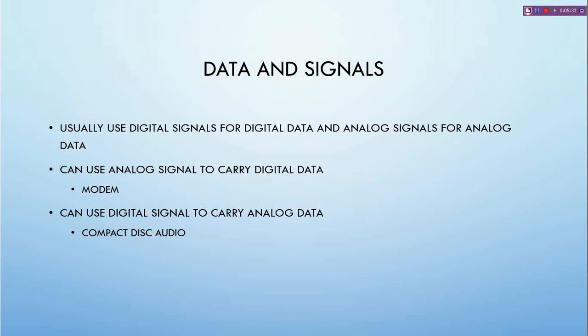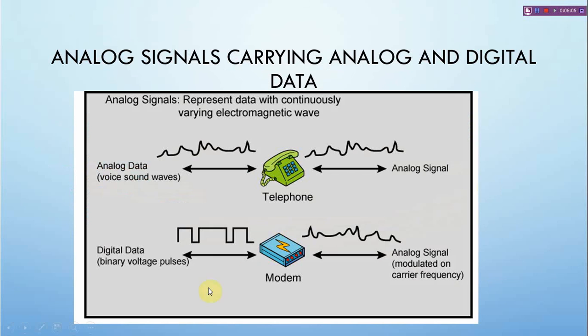Usually, we use digital signals for digital data and analog signals for analog data. An analog signal can also carry digital data through a modem, meaning digital data is converted to an analog signal through a modem, and we can use a digital signal to carry analog data, like compact disc audio. So this is analog data converted into an analog signal, and this is digital data converted to an analog signal through a modem.